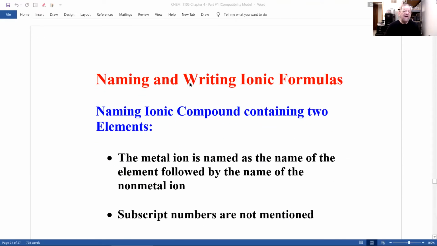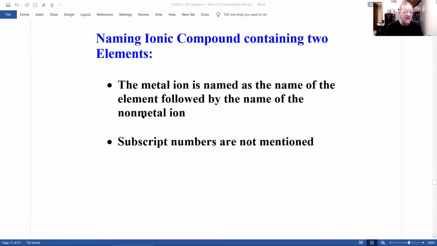Now, I've shown you how to write ionic formulas. We're not going to go into naming. On this slide, I'm going to turn the switch off. Remember, I do that. Click. Will this be on the test or not? The metal ion is named as the element followed by the name of the non-metal ion. Roman numerals are not mentioned. So the one we just did would be calcium fluoride. This will not be on a test or a final. You can look this up on the internet. That's why.